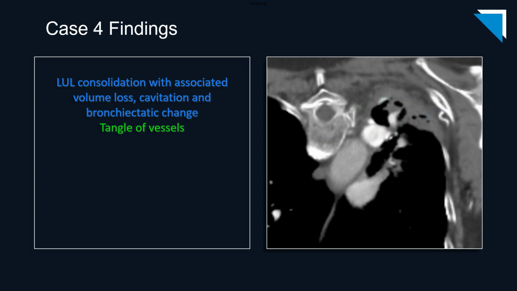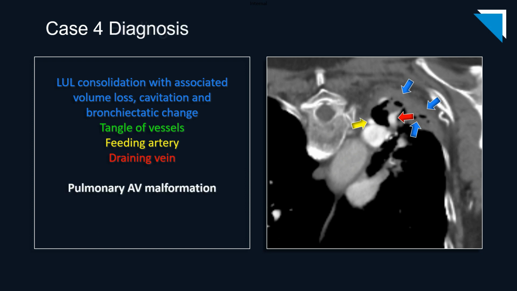Here is a different coronal slice, which again demonstrates the left upper lobe consolidation with some cavitation and bronchiectatic change. Here we have a nice view of the feeding artery, which originates from the pulmonary arterial system, and the draining vein, which empties into a branch of the pulmonary venous system. So this, of course, is a pulmonary arteriovenous malformation.